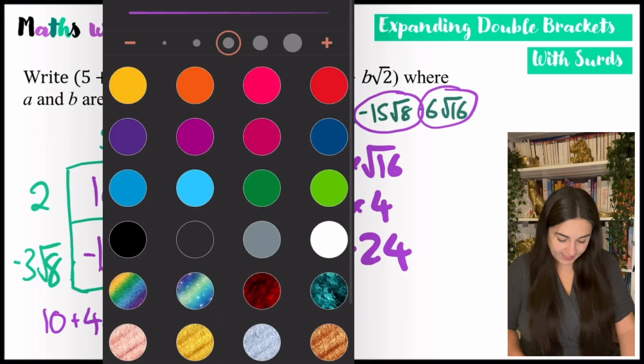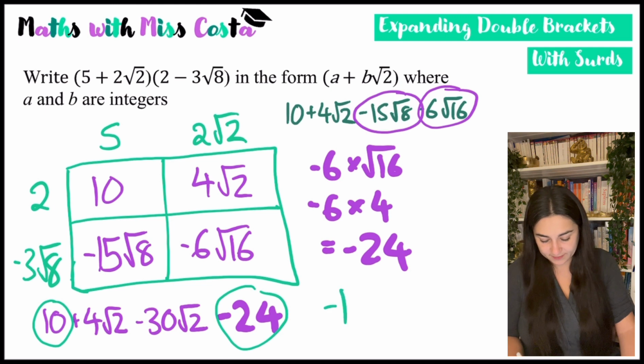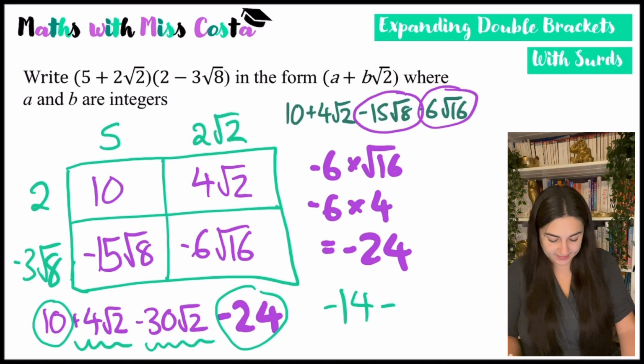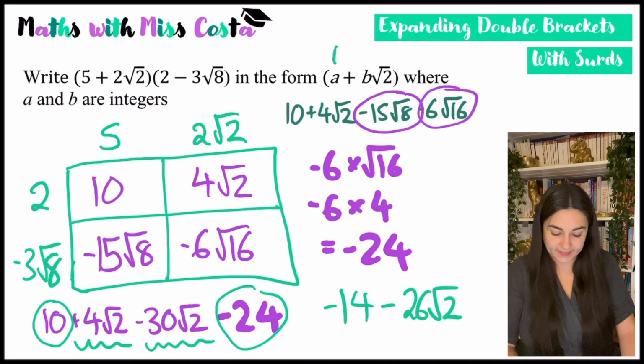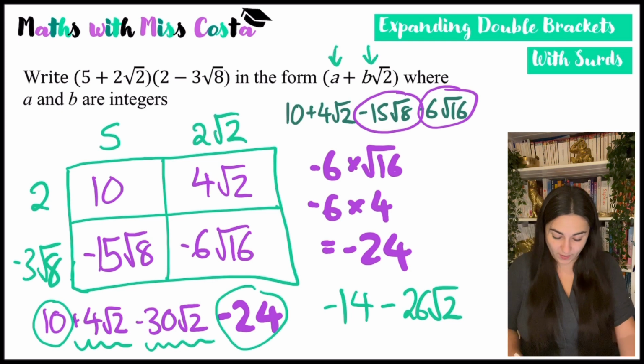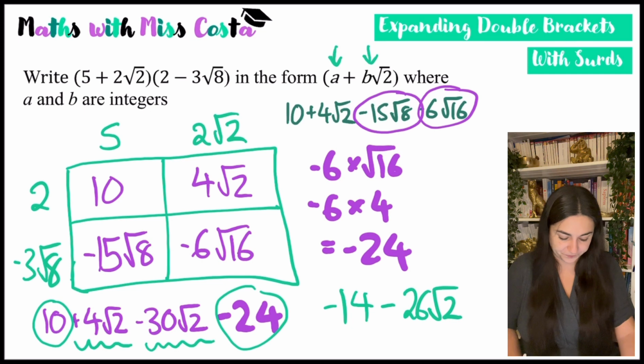We've got 10. Take 24 is going to be negative 14. And then we've got 4 root 2, take away 30 root 2, which will be negative 26 root 2. So don't be scared that this is a negative and it doesn't say that in the answer. It doesn't matter, because you could write it as plus minus 26 root 2. So it doesn't matter that it's not a plus. Don't let that freak you out.